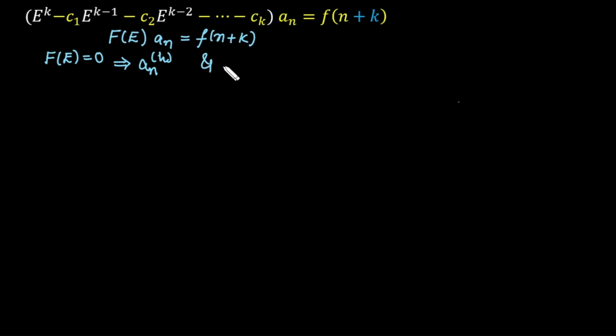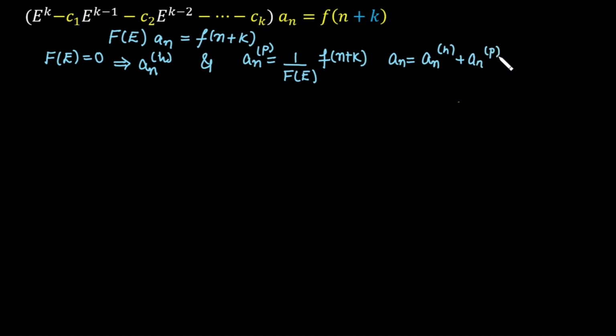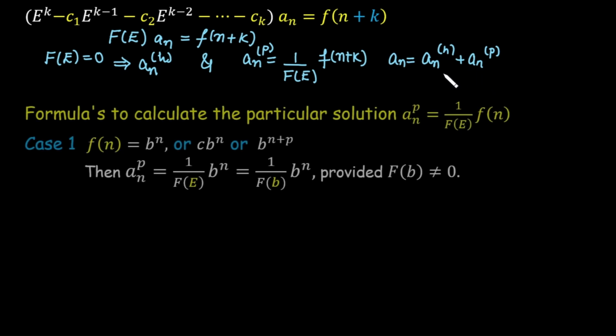Second, we need to find the particular solution, which is evaluated as 1 by the operator form F of E over the function n plus k. And this is the particular solution. The final solution, the general solution of the recurrence relation, is equal to the homogeneous solution plus the particular solution. In this video, we will learn how to find the particular solution specifically for two cases.